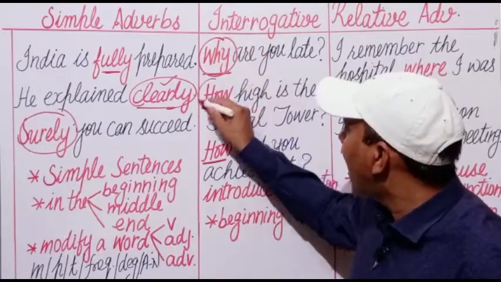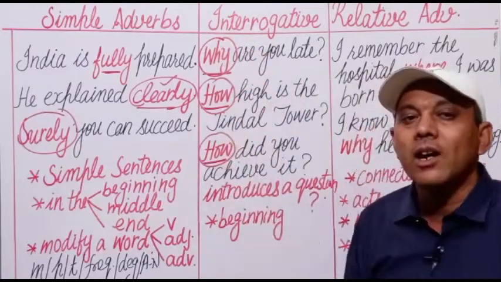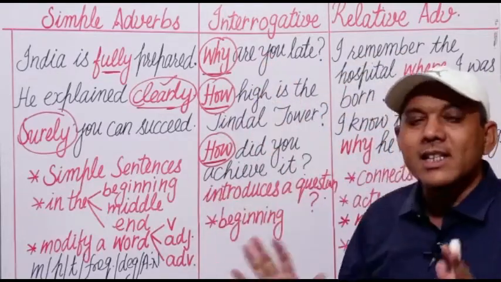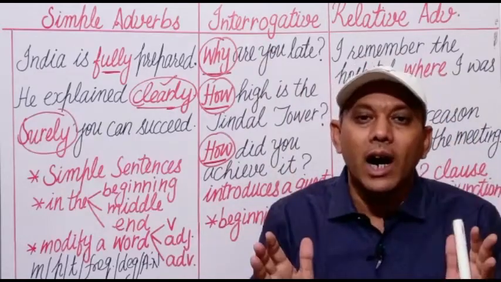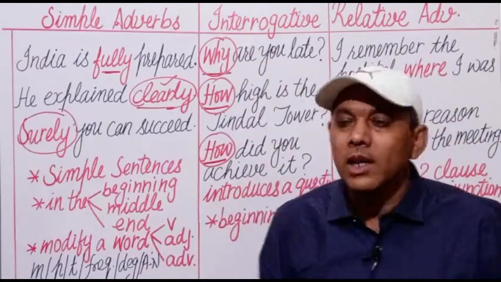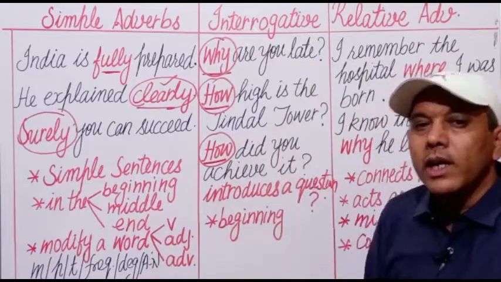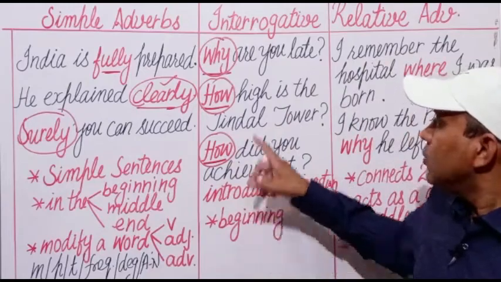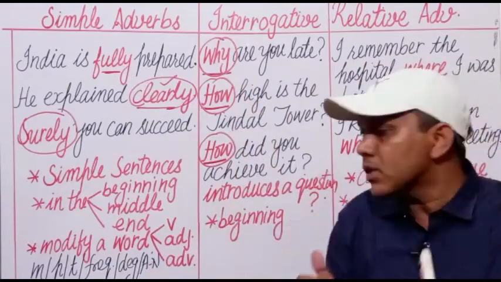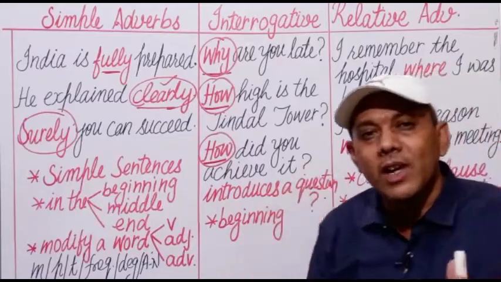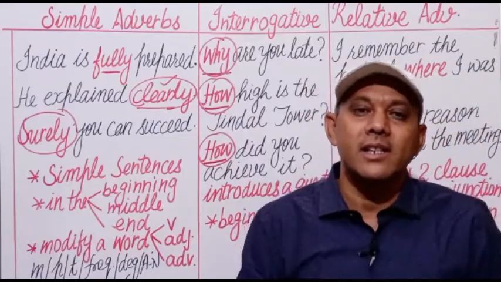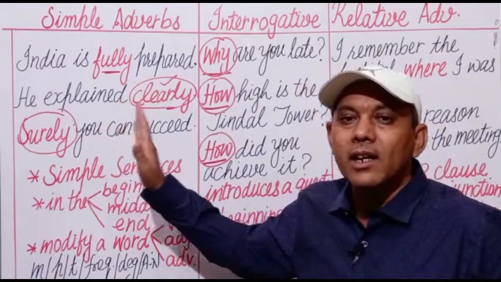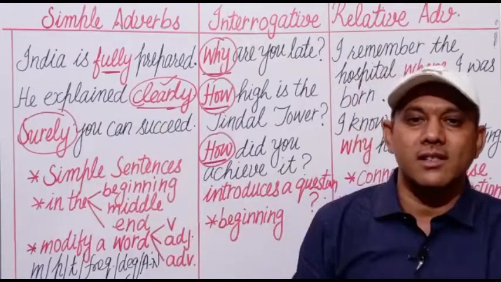As you have seen, interrogative adverbs are used in the beginning of sentences. They not only describe a word, a verb, an adjective or an adverb in the sentence, but are also used to ask questions. These adverbs introduce questions and are usually used in the beginning of sentences, while simple adverbs can be used in the beginning, in the middle and at the end of the sentence.